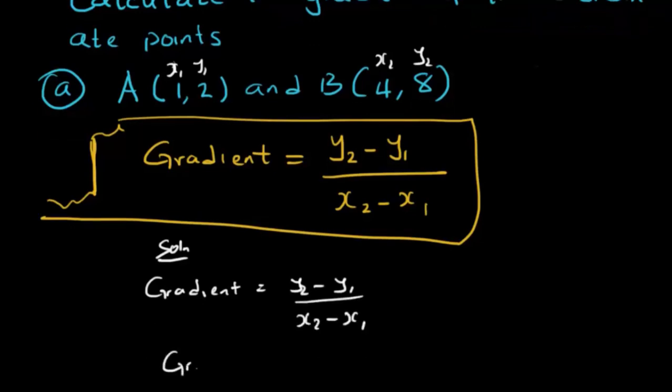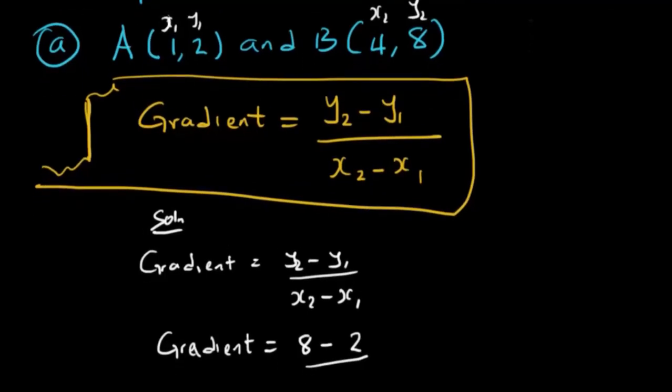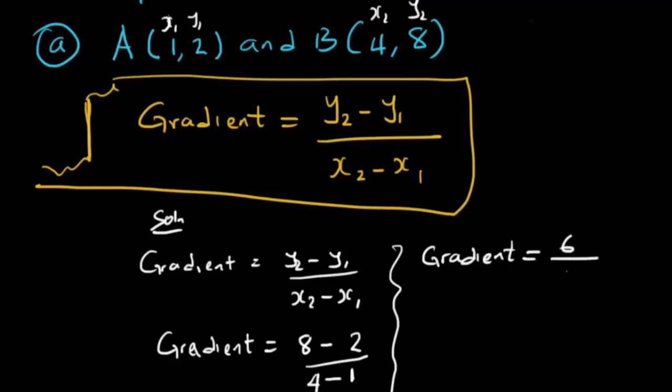Now, gradient equals, what is y2? y2 is 8. So I put 8 minus y1, which is 2, all over, what's x2? x2 is 4 and x1 is 1. Let me complete it here. So it means gradient equals 8 minus 2 is 6, over 4 minus 1 is 3. So gradient equals 2. So the answer is 2. I hope you understand this.